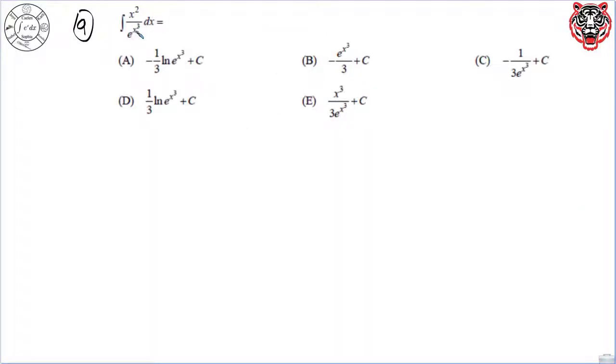For number 9, we're given this weird fraction. Let's not make this a fraction. We don't like fractions in calculus. So if I do that, it's going to be x squared and then times e to the negative x cubed dx. We got rid of our negative x cubed dx by bringing it up. It becomes negative. Perfect. Now that's not a fraction. We have to figure out what is going on here.